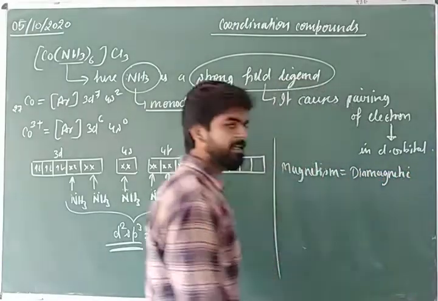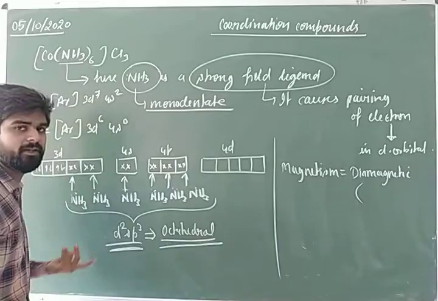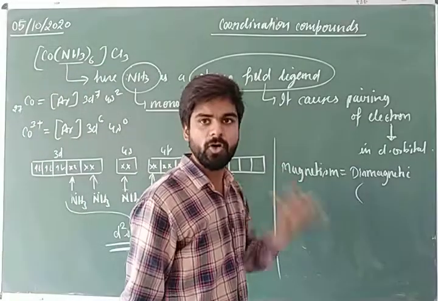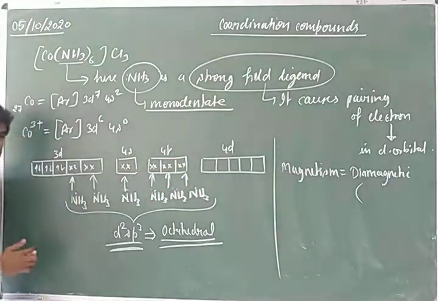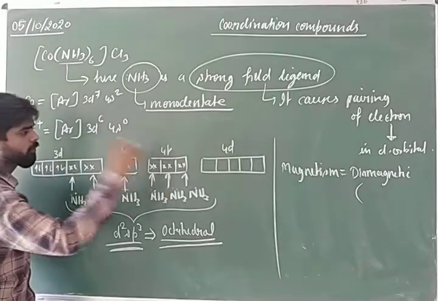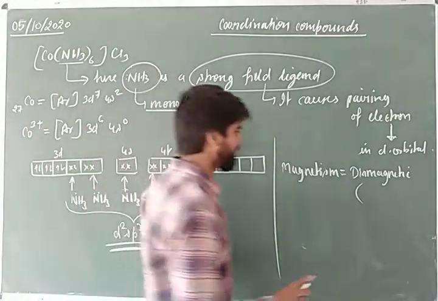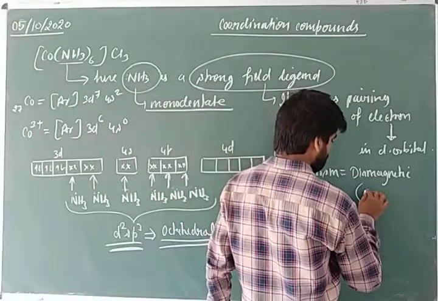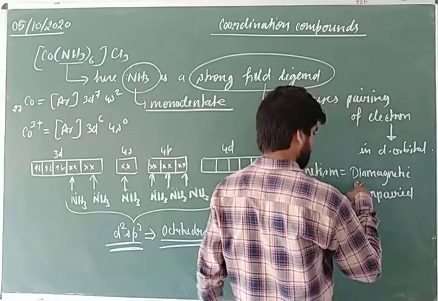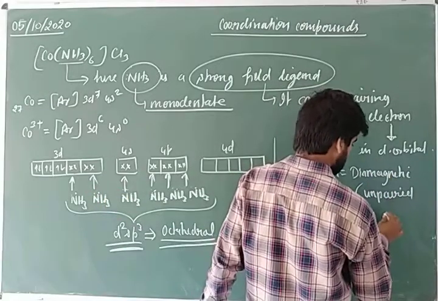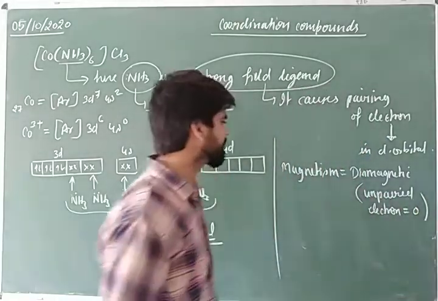diamagnetic. Diamagnetic means those cases where no unpaired electron is present in the complex, or you can say all the electrons are paired and no electron is unpaired. That's why the magnetism is diamagnetic. Diamagnetic means the number of unpaired electrons is 0, because the unpaired electron count is 0.